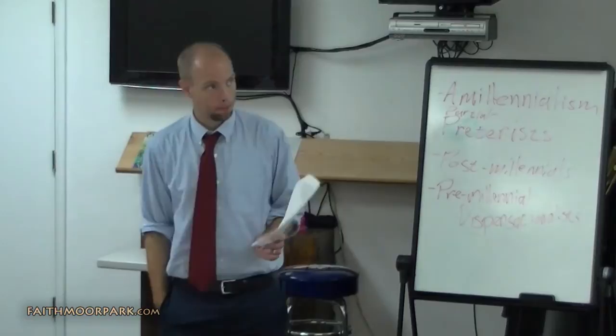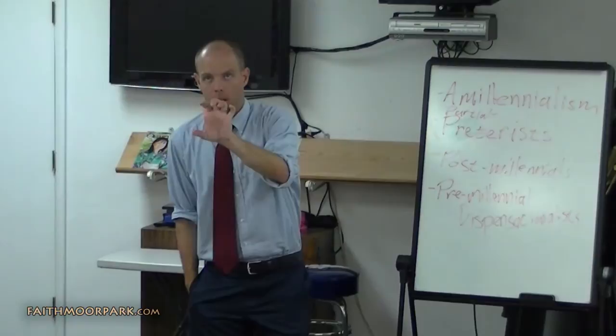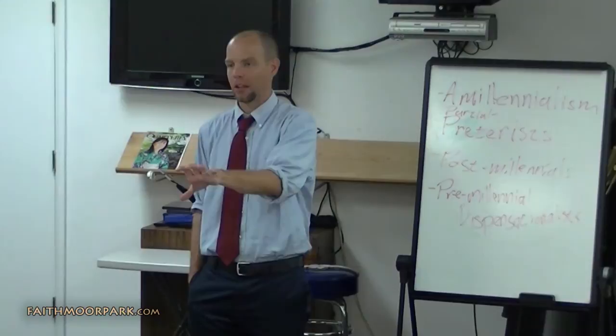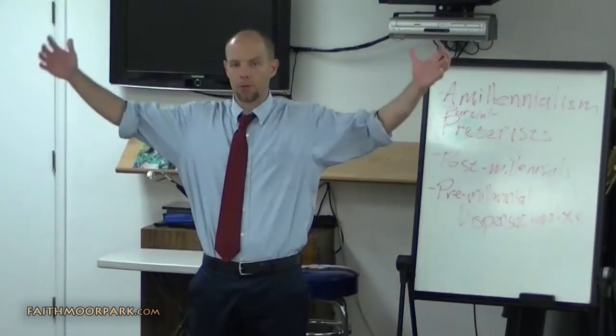I'm taking more than my time, but I have to do this. Okay. Late 19th century, there's a guy named John Nelson Darby. He's kicked out of his church in Scotland for teaching this stuff. He comes up with a scheme that understands history in terms of 7 dispensations.